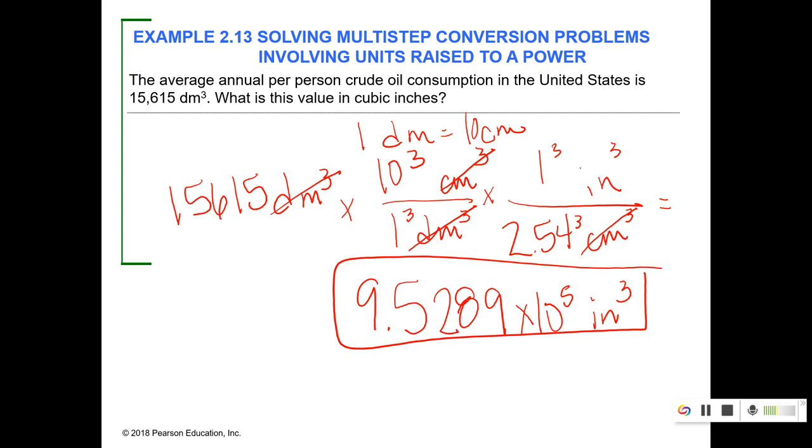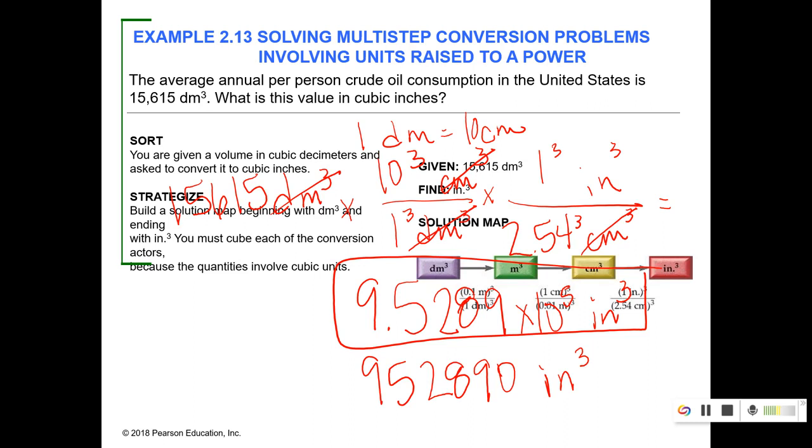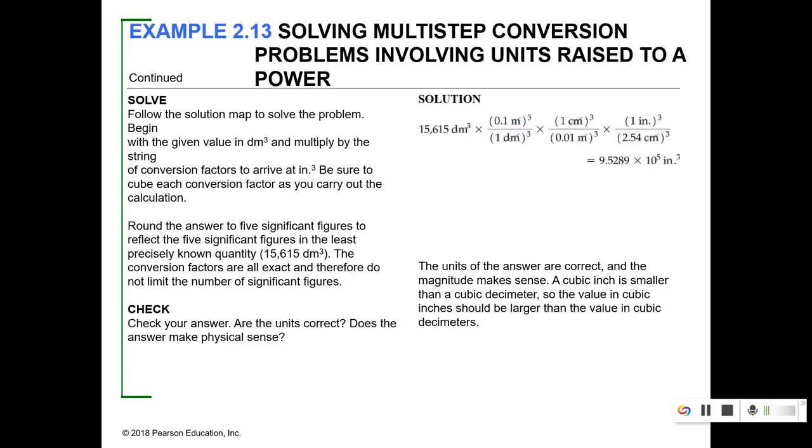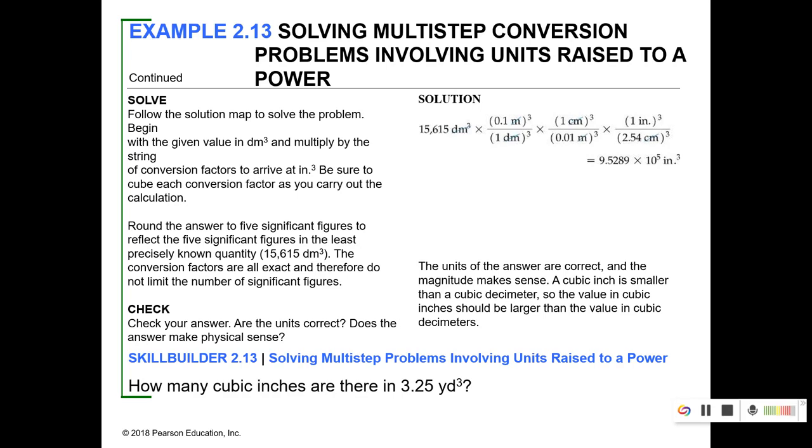Or you could write 952,890 inches cubed. It did say where I have the 9, it had 8.5, so that's why I rounded it. And there it is. They also put it in the scientific notation. It's just easier that way.